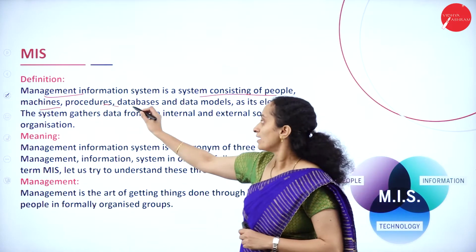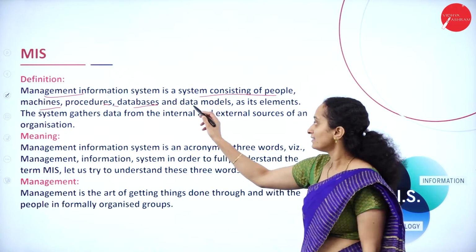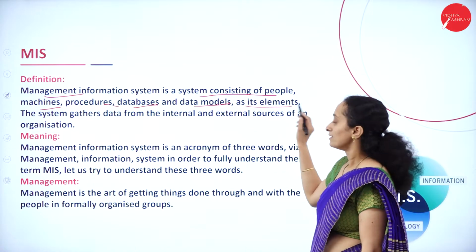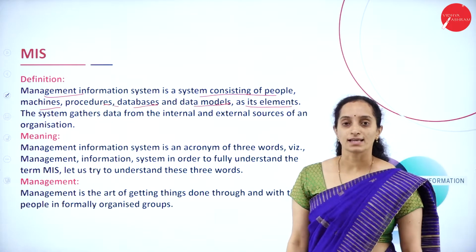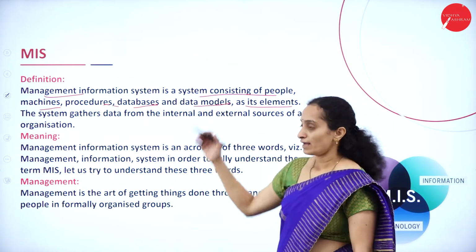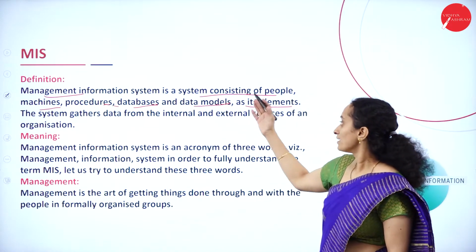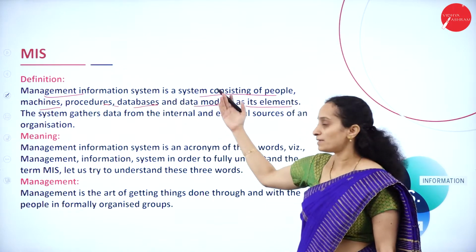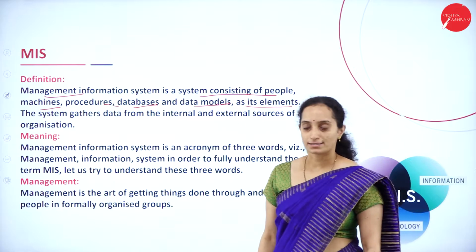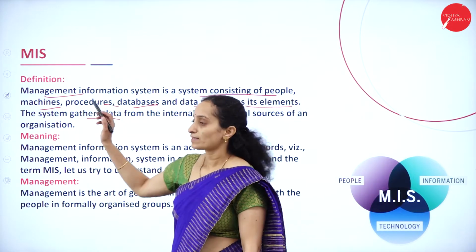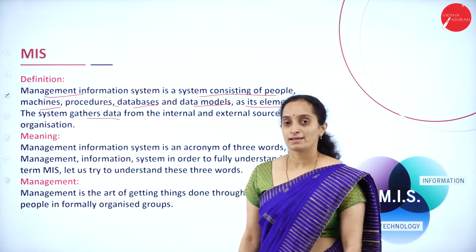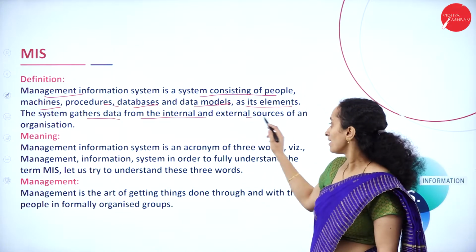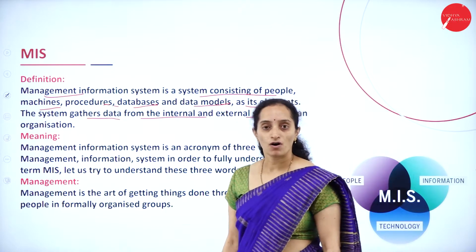procedures, database, and data models. Why do we need all these things? And we consider these as the elements. MIS is a system consisting of people, machine, procedure, database, and data models as its elements, which gather. Why do you need all these elements in MIS? It is to gather the data from internal and external sources of the organization.